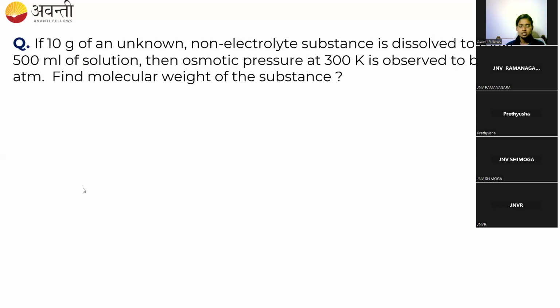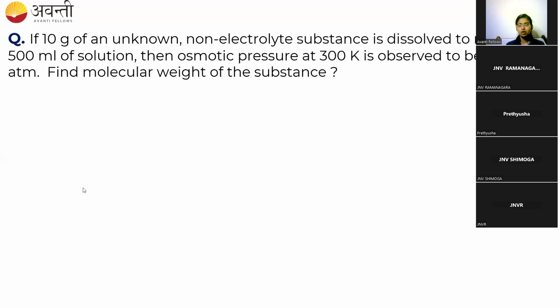The first question is, if 10 gram of an unknown non-electrolyte substance is dissolved to make 500 ml of solution, then the osmotic pressure at 300 Kelvin is observed to be 1.23 atmospheric pressure. Find the molecular weight of the substance. Now, how to approach this problem? We are asked to find the molecular weight, M2.